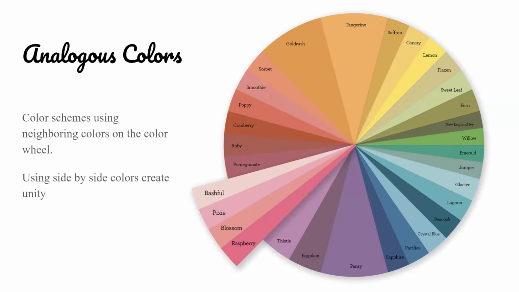Next we have analogous colors, and this is also getting a color scheme, but you're using the neighboring colors. So you're getting colors that are side by side to each other to use for your scheme. And this is an example. They're using Bashful, Pixie, Blossom, and Raspberry.